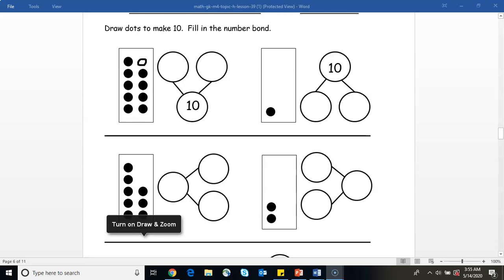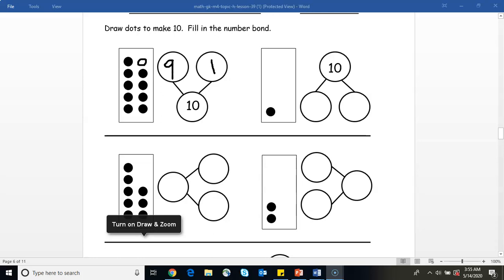So look at how we see that in two parts. We know we have 10 all together now. Now let's see how many are dark. How many are all colored in. 1, 2, 3, 4, 5, 6, 7, 8, 9. That's one part. And then we have one circle that is not colored in. So that's my other part.